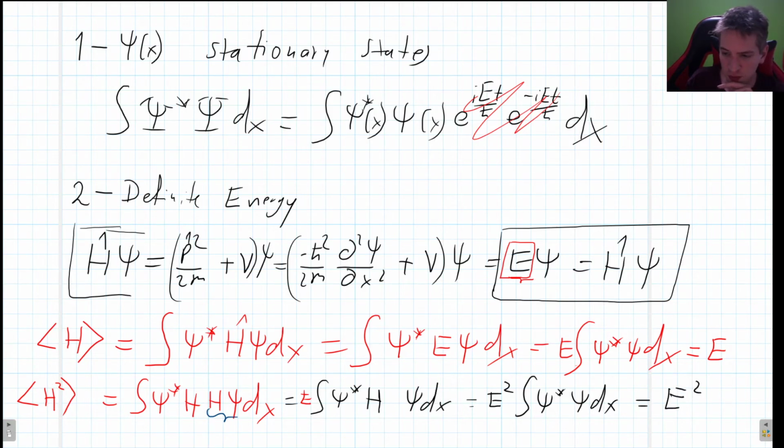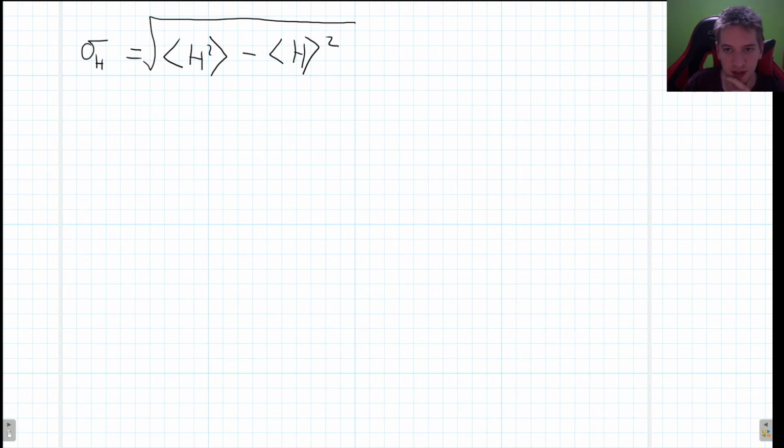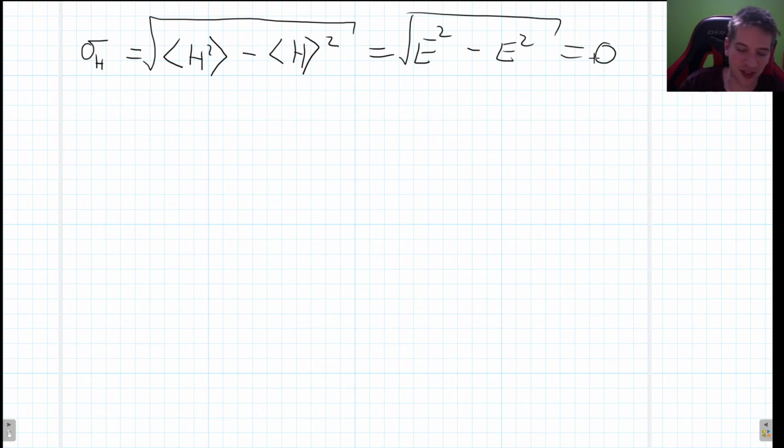So why did I do all this? The whole point was to take a look at the standard deviation. What is the standard deviation of our Hamiltonian? Remember, this is just the square root of the expectation value of the Hamiltonian squared minus the square of the expectation value of our Hamiltonian. Well, it doesn't really matter if we take the square root in this case, since this right here was the energy squared, and the second one is the energy, which we have to square, so this is just going to be 0. That's why it doesn't matter if we have the square root, because it's still going to be 0.